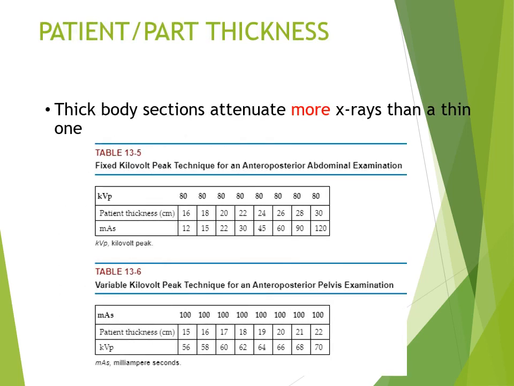So the first item is patient part thickness. A thicker body part attenuates more X-rays than a thinner one. We can see that on the technique charts here with the fixed KVP system, that even with fixed KVP, we have to increase the mass as the body part increases in size. The same thing happens with a variable KVP chart where the mass stays the same. As the body part increases, the KVP has to increase. So we need to compensate for that increase in attenuation.